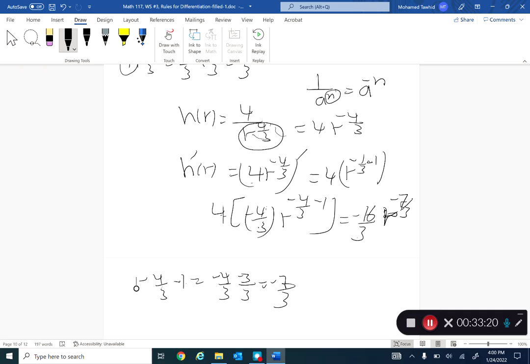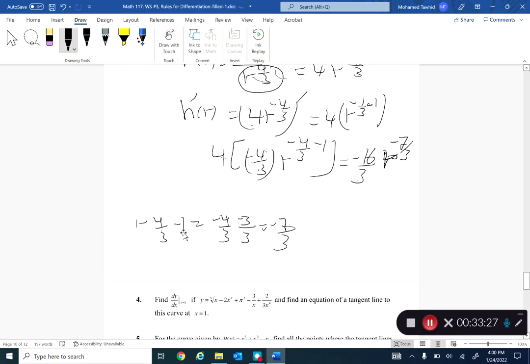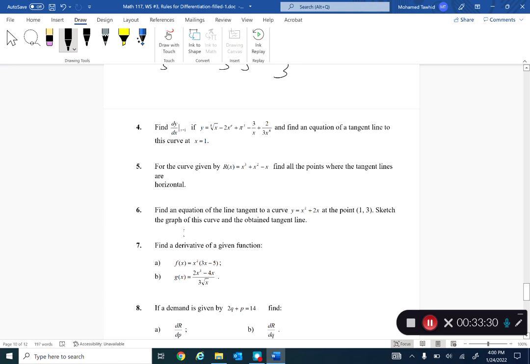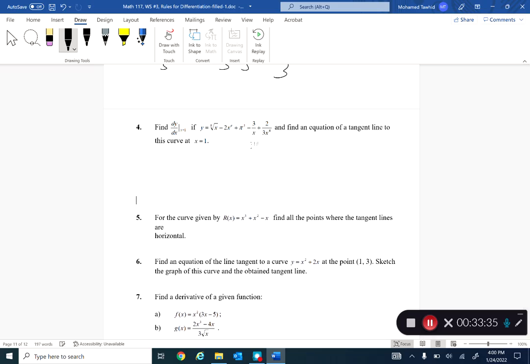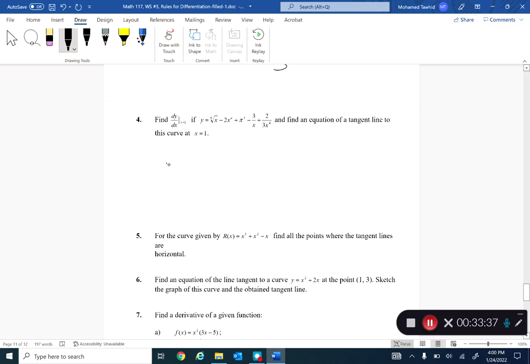Maybe I try to solve another problem. So what is the other problem here? All right, maybe I solve number 4. What does number 4 tell you here? If you have y, look what you have.